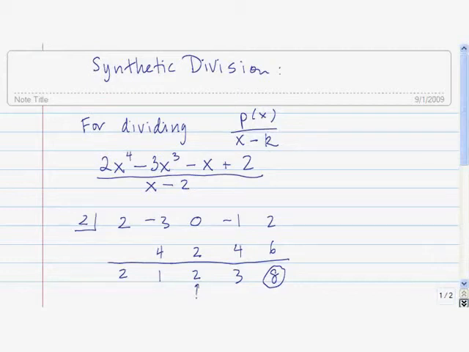This one right here, that's the coefficient of x. That's the coefficient of x squared. And that is the coefficient of x cubed. So what we get when we divide 2x to the fourth minus 3x cubed minus x plus 2 by x minus 2 is 2x cubed plus x squared, 1 times x squared, plus 2x plus 3 plus the remainder divided by x minus 2.